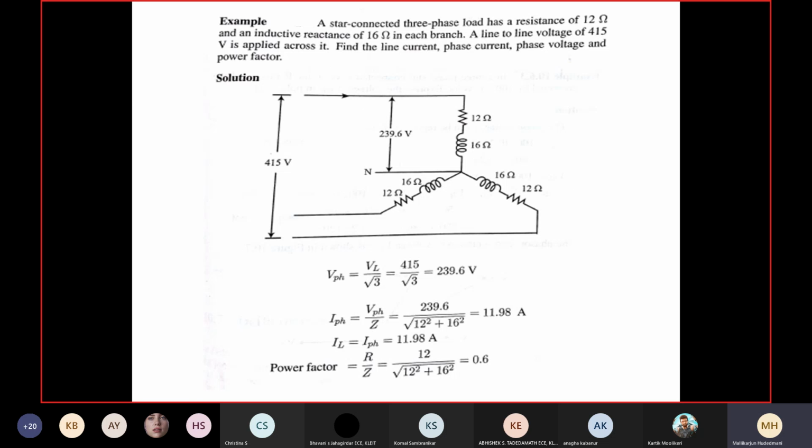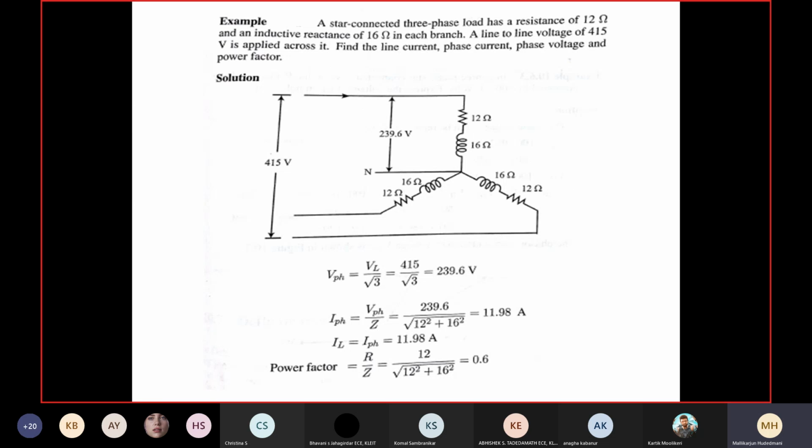This diagram will not be given to you. Friends, remember, this circuit will not be given to you. You have to construct the circuit in your mind and draw it on paper. The star connection should be like this. And what is there in each arm? A 12 ohm resistor and a 16 ohm inductive reactance, a coil. You have to make a rough sketch, three such arms. Correct? Then you come to know the given data, 415 volt. Then you have to find out what is required.